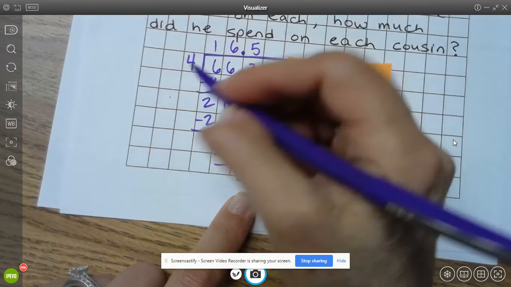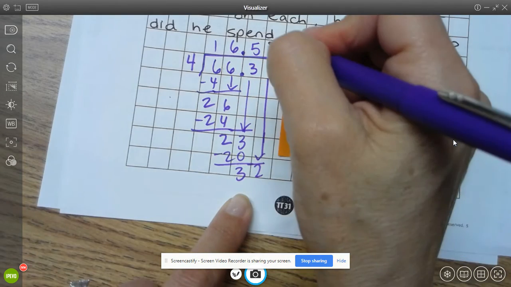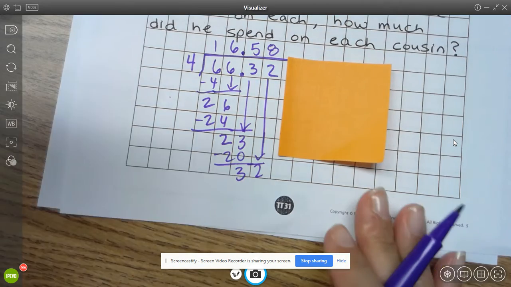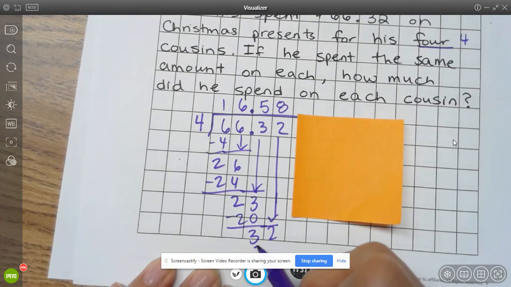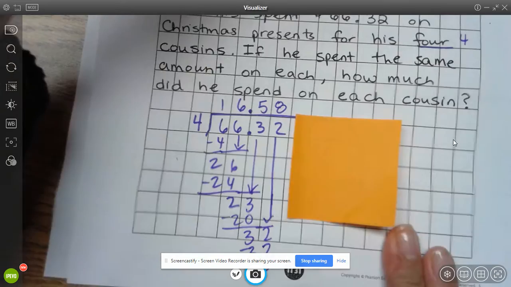Last number. Bring down the 2. 4 goes into 32 8 times. Okay. So 8 times 4 is 32 exactly. I have no remainder. Okay, now here's my answer, $16.58.